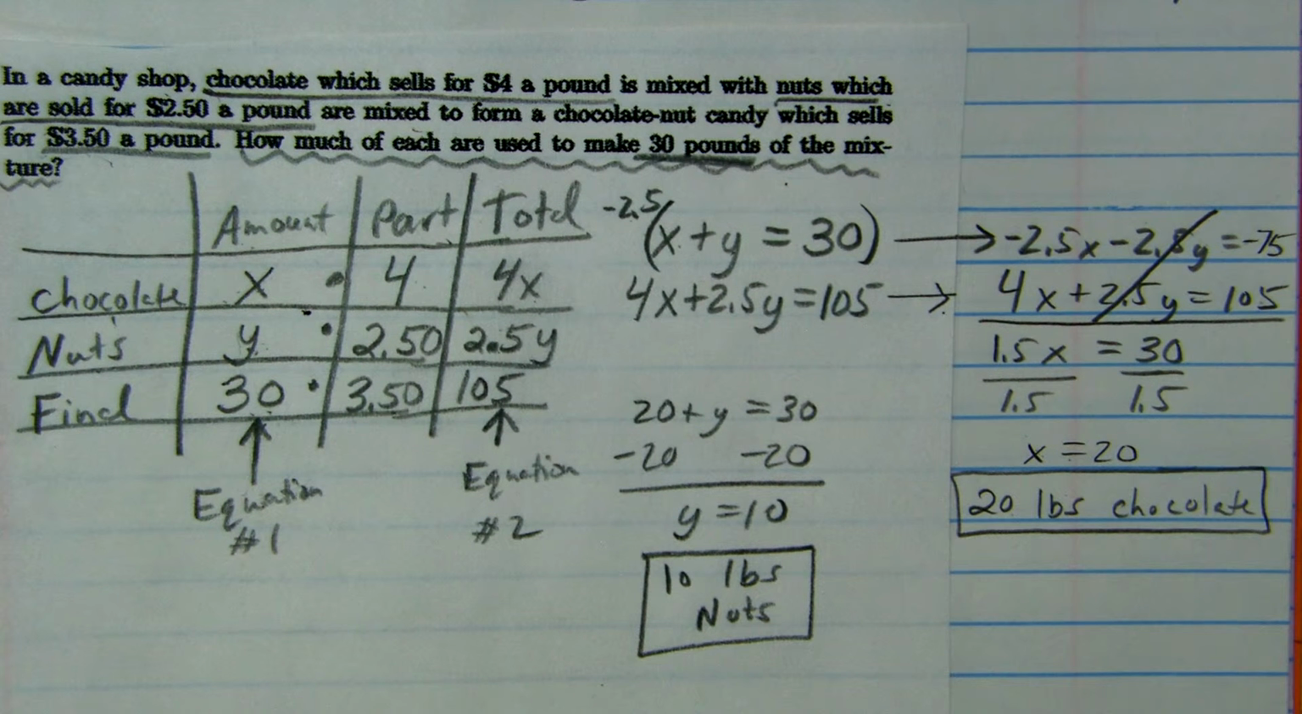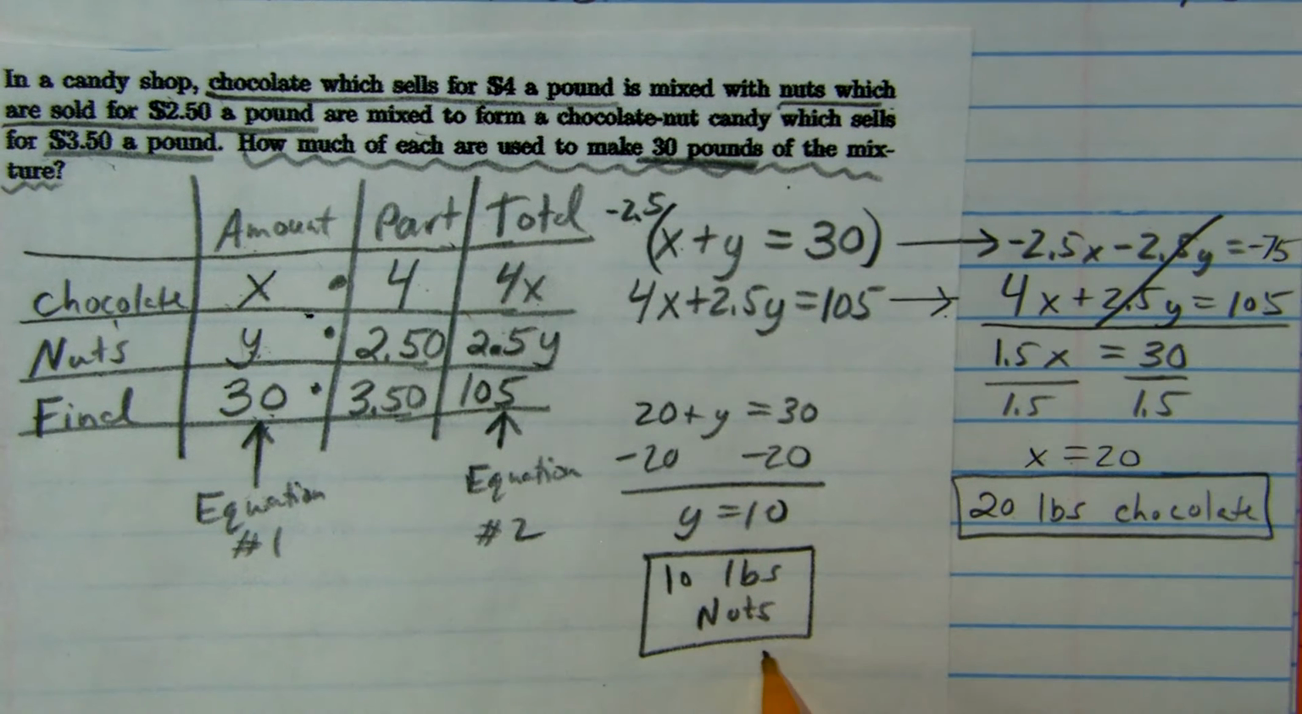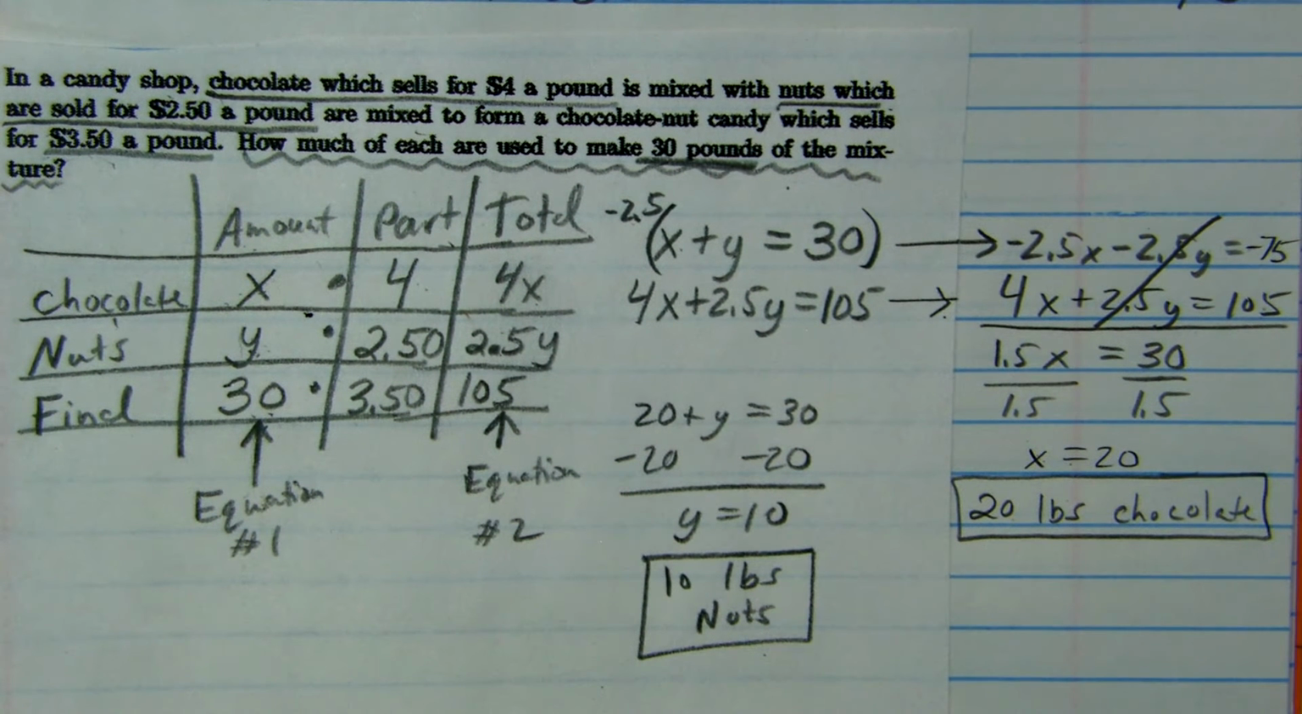Alrighty, and it makes sense that there's more chocolate than there is nuts, because I don't know that it would stick together if you had more nuts than chocolate. That would be an interesting thing to find out.